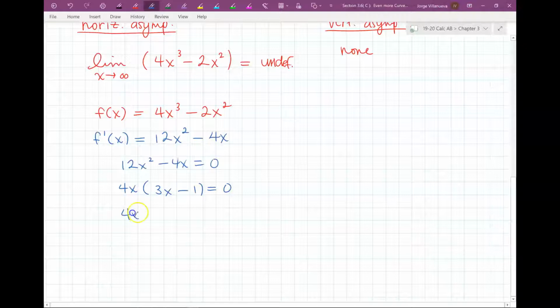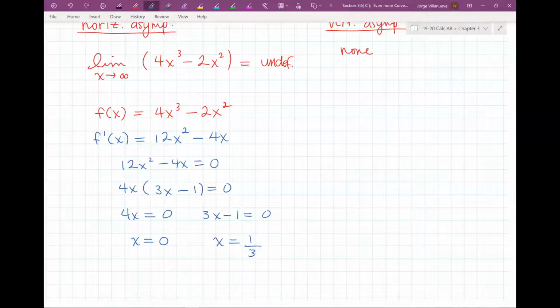And I'll set 4x equal to 0, and 3x minus 1 equal to 0. So x is equal to 0, or x will be 1/3. I'll write that down right now as a critical number. But let me do the second derivative first.